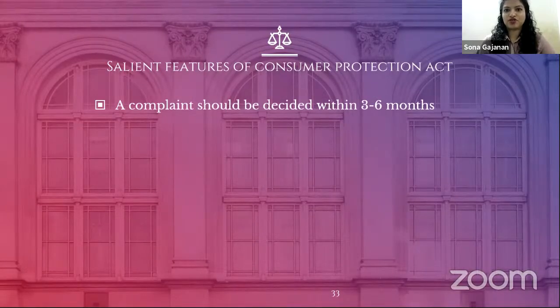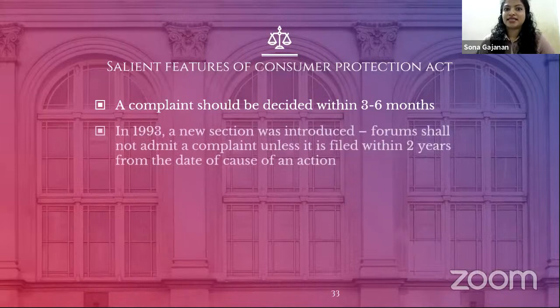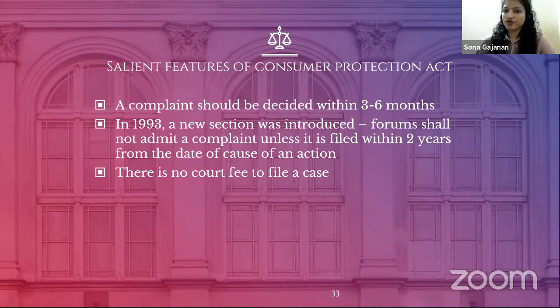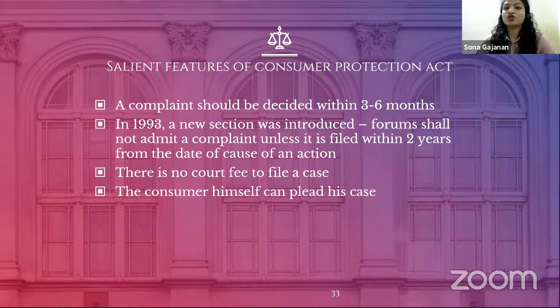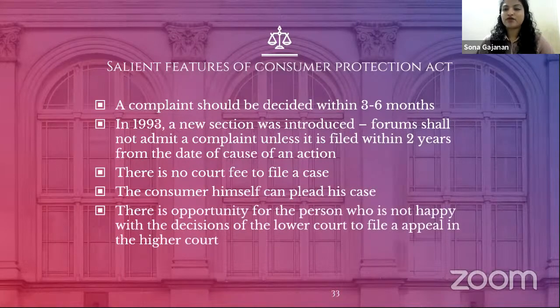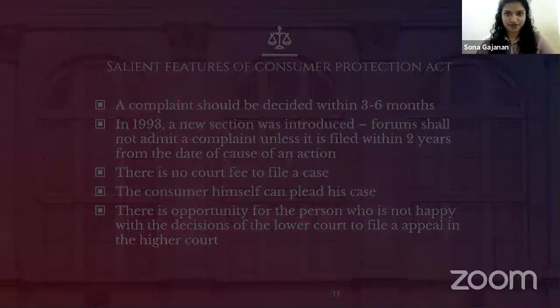Now, what are the salient features of Consumer Protection Act? So what makes it so awesome? So basically, the complaint is decided within 3 to 6 months, which you can't expect in other courts of law. And in 1993, a new section was introduced where the forum shall not admit a complaint unless it has been filed within 2 years of the date of action. And there is no court fee to file a case. And the consumer himself can plead his case, so he need not rely on lawyers. So obviously your expenditure on lawyers will not be there. And then there is an opportunity for the person, if he's not happy with the court verdict, then he can always appeal to the higher court.